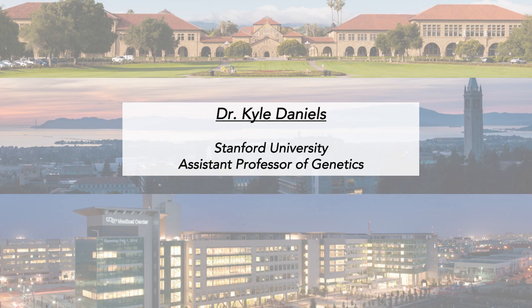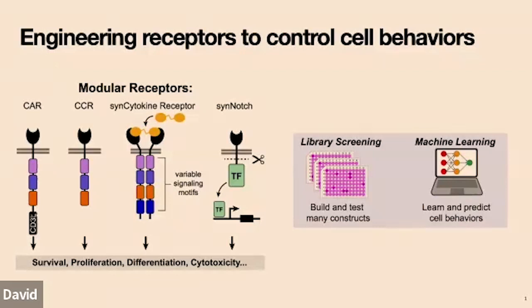So to give you a high-level overview of what I'm interested in, I'm very interested in controlling cell behaviors, and those behaviors include things like survival, proliferation, differentiation, and in the case of immune cells, cytotoxicity. The way that I like to think about controlling them is through proteins called receptors, particularly modular receptors, like CARs and CCRs, but also cytokine receptors and synthetic receptors like ChEM-H.